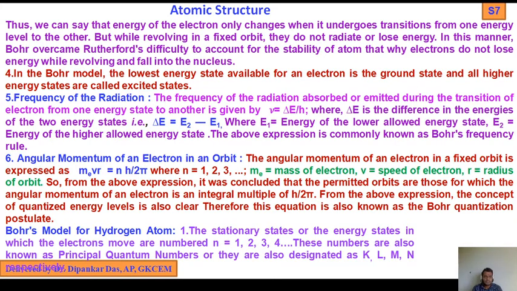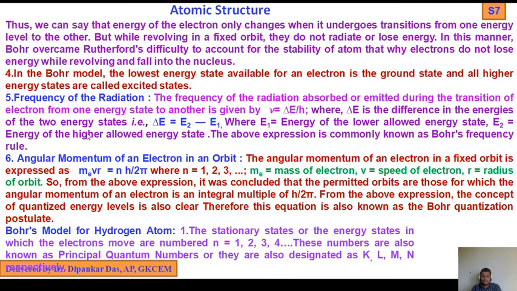In the Bohr model, the lowest energy state available for an electron is the ground state, and all the higher energy states are called excited states. So lower energy is the ground state, and higher ones are excited states.